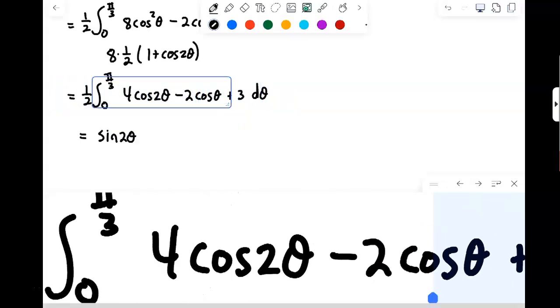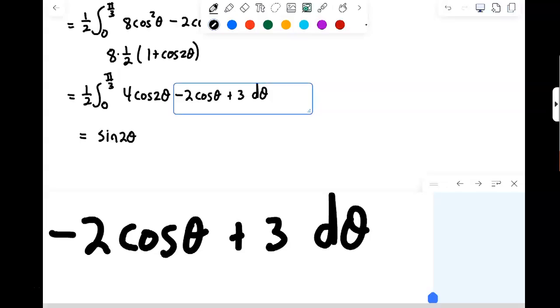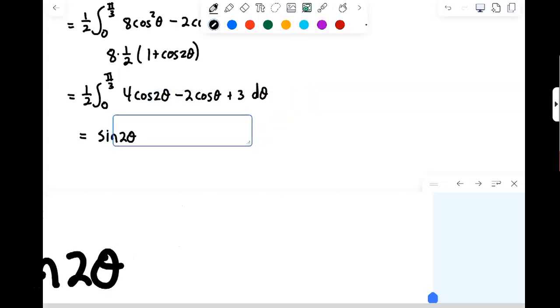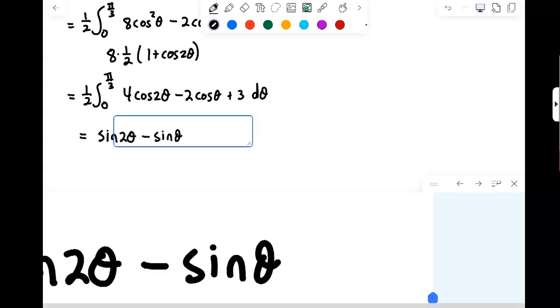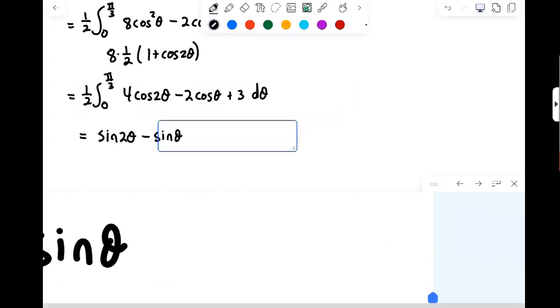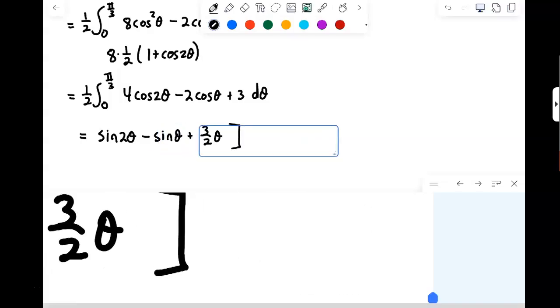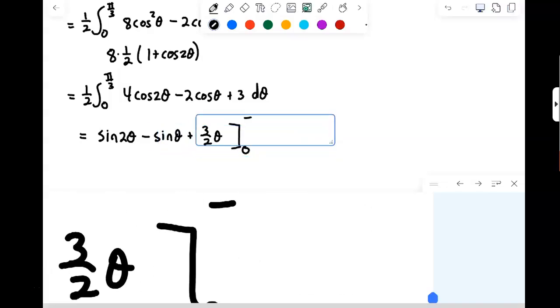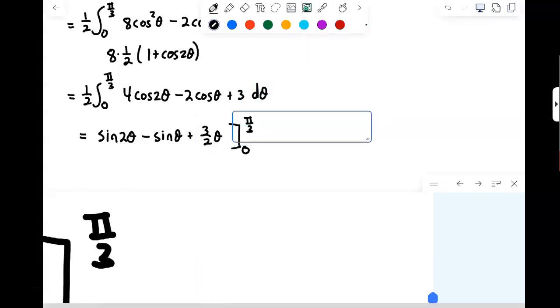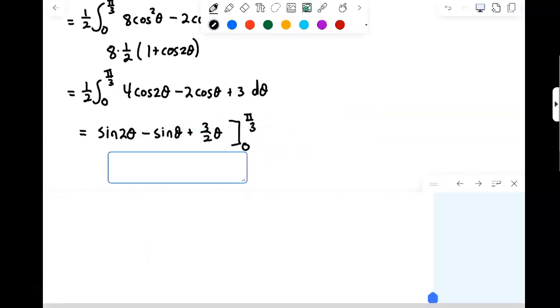Next one, the 1/2 and the 2 are going to cancel out. We just have integral cosine, so that's going to be minus sine of theta. And then finally, 1/2 times 3 would be plus 3/2. Integral of d theta is just theta. Right? And this will be evaluated between our endpoints, 0 and pi over 3. Right? And then we just start to work this out between our endpoints, 0 and pi over 3.